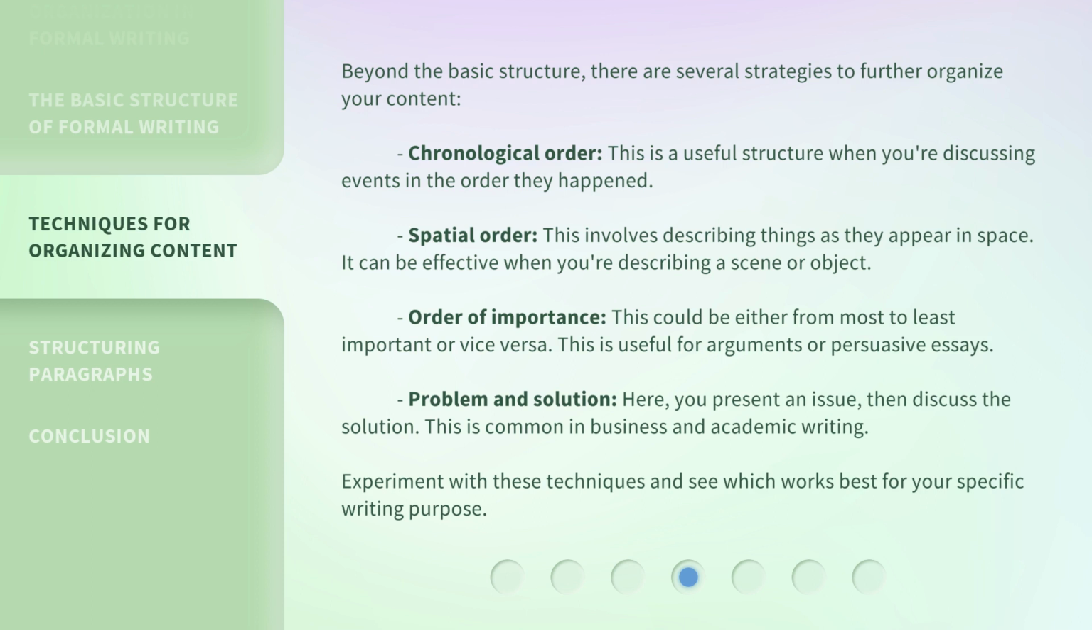Order of importance. This could be either from most to least important or vice versa. This is useful for arguments or persuasive essays. Problem and solution. Here, you present an issue, then discuss the solution. This is common in business and academic writing. Experiment with these techniques and see which works best for your specific writing purpose.